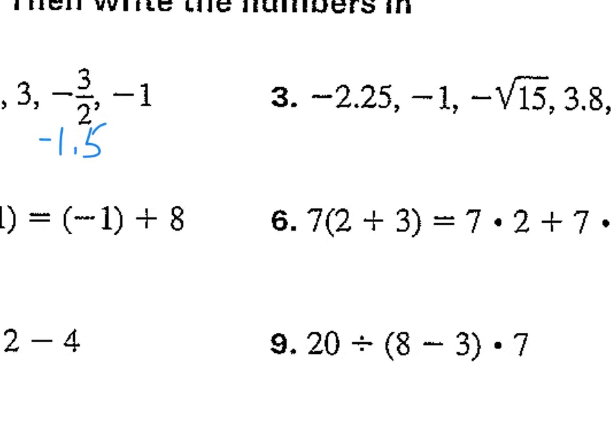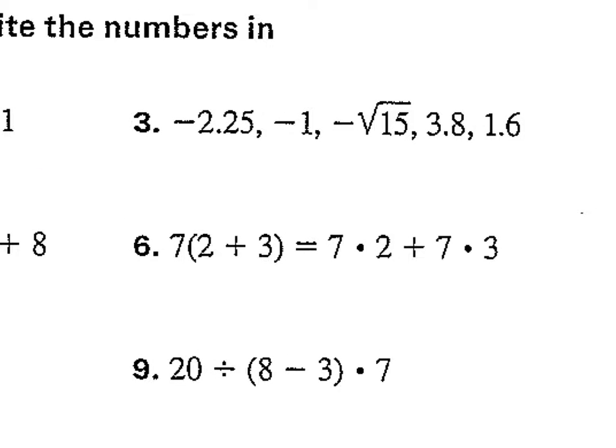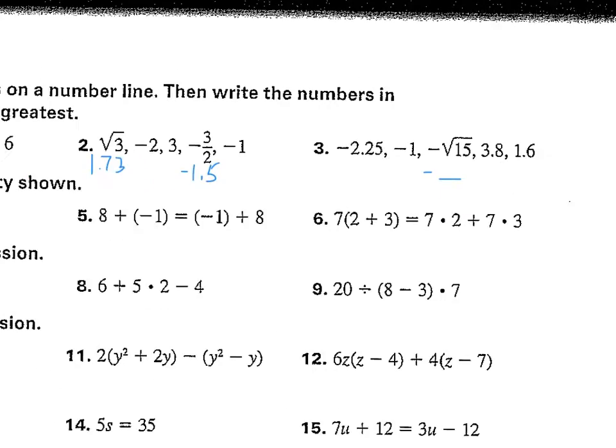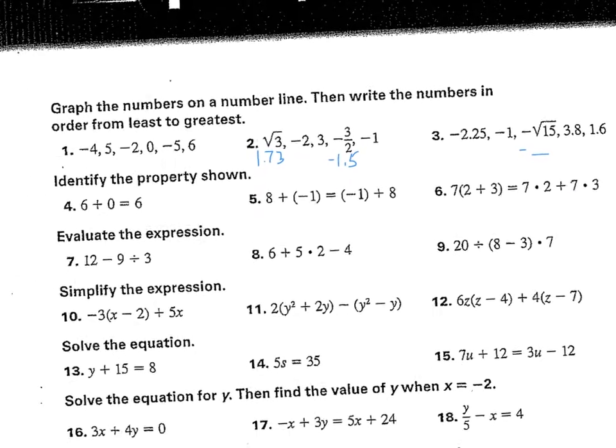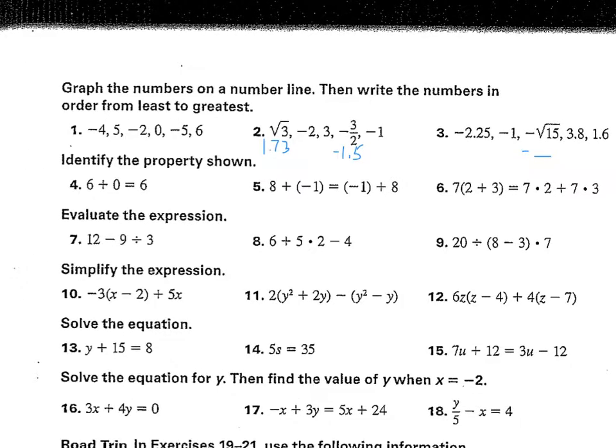I'm not going to do it for you on number 3, but just take the square root of 15 and make sure it's a negative whatever you get right there. Okay, so that's 1, 2, 3. Four, 5, and 6, we are to identify the property.